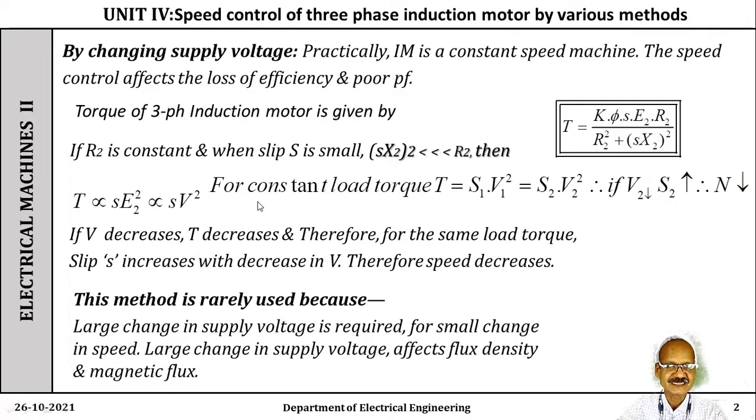Now this method is rarely used because a large change of supply voltage is required for a small change in speed, and a large change in supply voltage affects the flux density and magnetic conditions of the air gap.